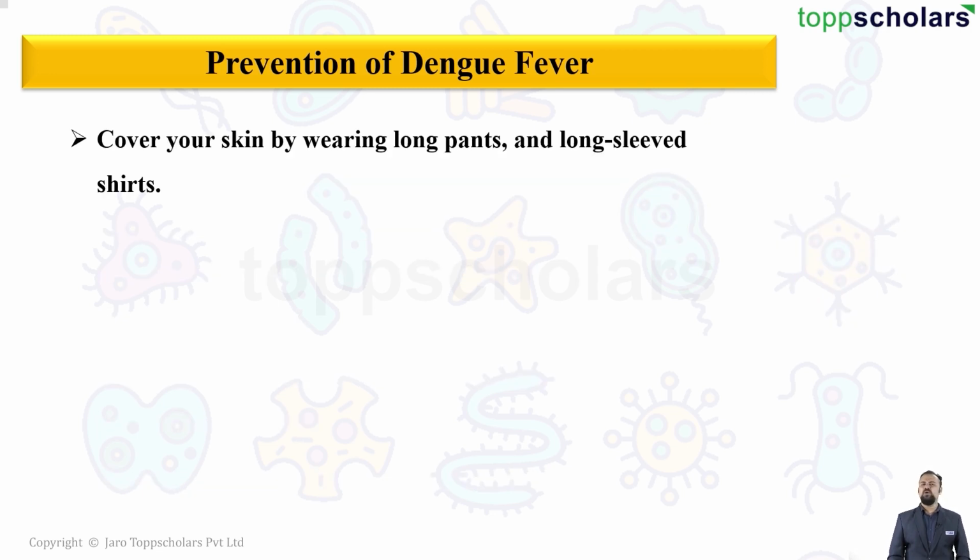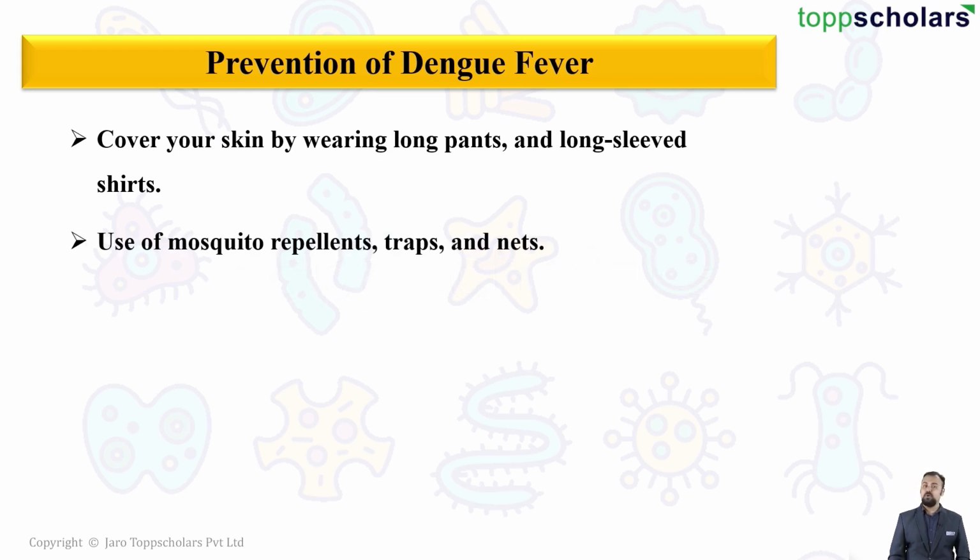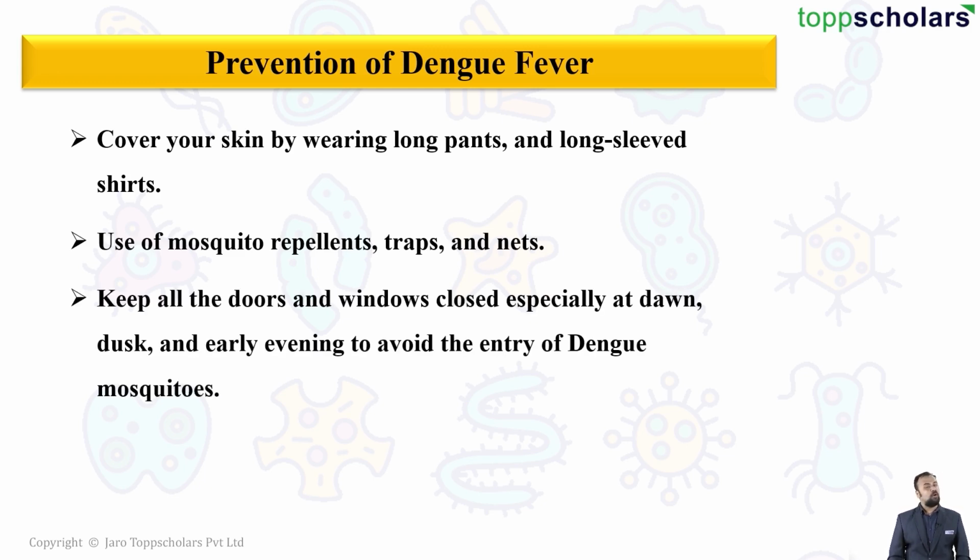One thing we can do is cover our skin by wearing long pants and long sleeved shirts. Also, we can use mosquito repellents, traps, nets, etc. We should keep all the doors and windows closed, especially at dawn and dusk, that is when the mosquitoes are most active. Also, they should be closed early evening to avoid the entry of these mosquitoes.